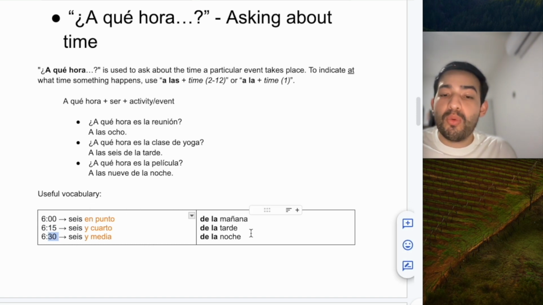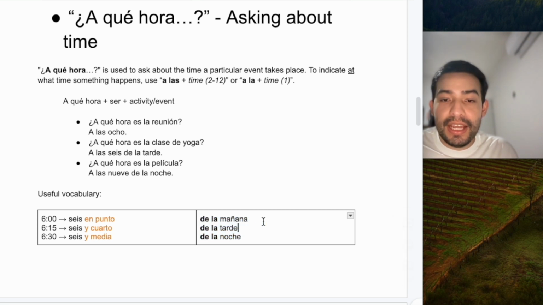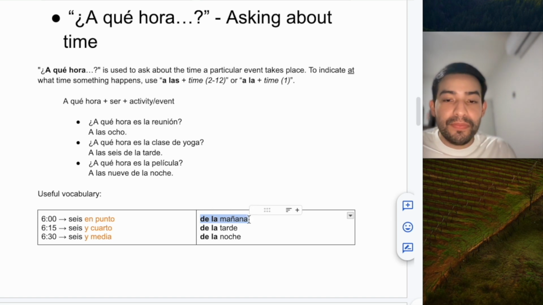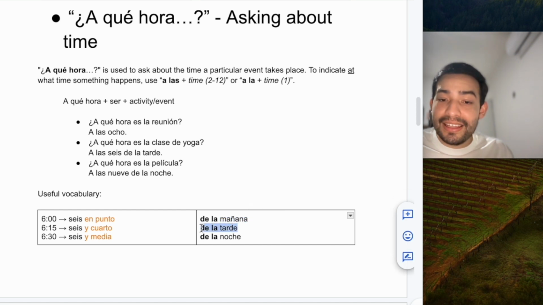Muy bien. We also have these three phrases here. De la mañana, that's what we use when we're talking about time, and it means in the morning. De la tarde means in the afternoon, and de la noche means at night.